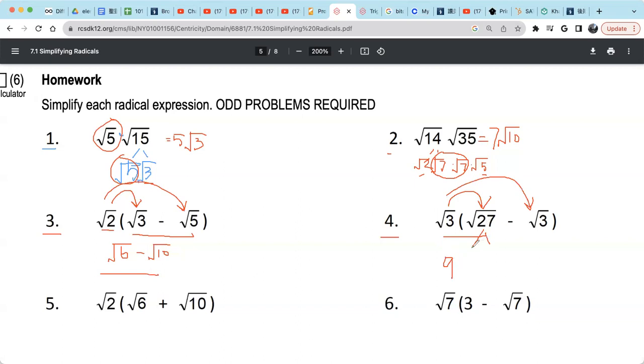Another way is we see 27 is 3 times 9. So square root of 27 can be split into square root of 3 times square root of 9. Then we have radical 3 here, radical 3 here, we have a square, that just becomes 3. And radical 9 is 3, 3 times 3, so we did get 9. Now we multiply square root of 3 with square root of 3. A square root multiplied by itself just gets 3. So 9 minus 3, that's 6.